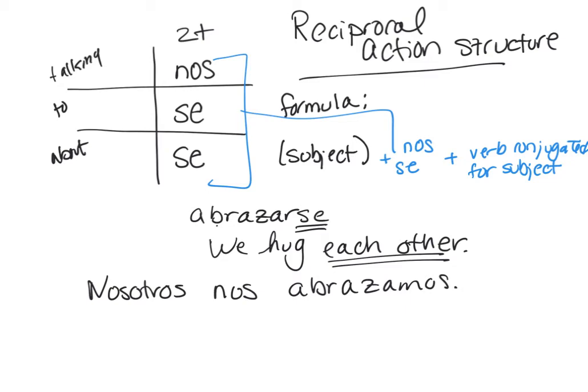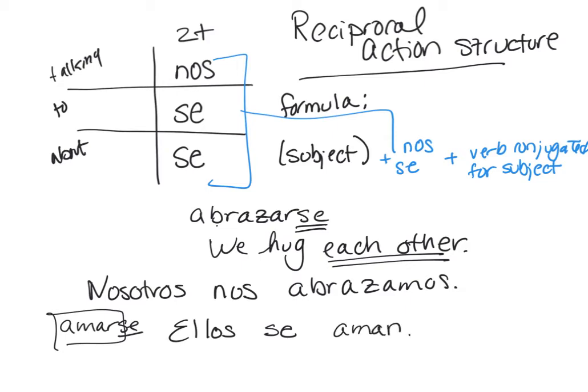Another example of this might be the verb amarse, to love each other. Let's say we're talking about people now. And we're going to say ellos. The pronoun I would choose for ellos is going to be se. And then I'm going to conjugate amar for ellos, aman. And this again would translate into they love each other as opposed to they love themselves.